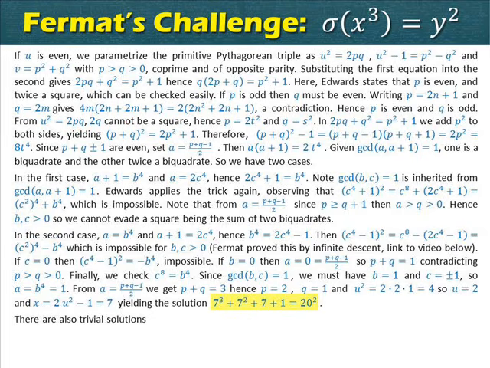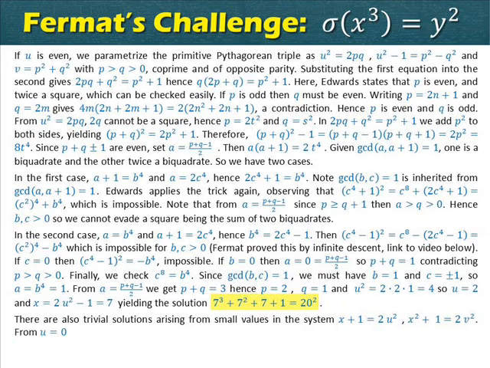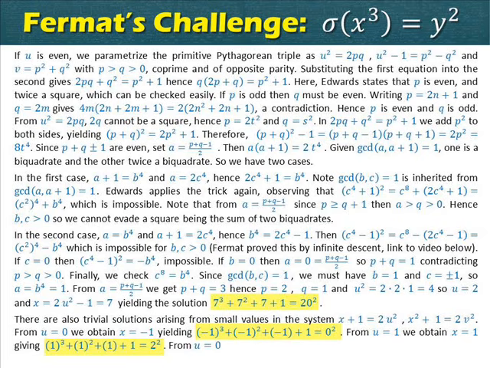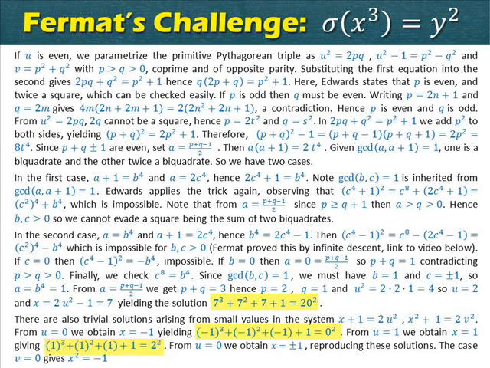There are also trivial solutions arising from small values in the system, x plus 1 equals 2u squared, and x squared plus 1 equals 2v squared. From u equals 0, we obtain x equals minus 1, yielding y equals 0. From u equals 1, we obtain x equals 1, giving y equals 2. From v equals 1, we obtain x equals plus minus 1, reproducing these solutions. The case v equals 0 gives x squared equals minus 1, which is impossible.